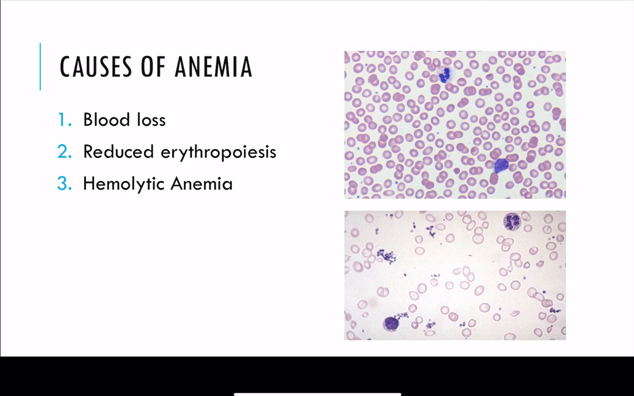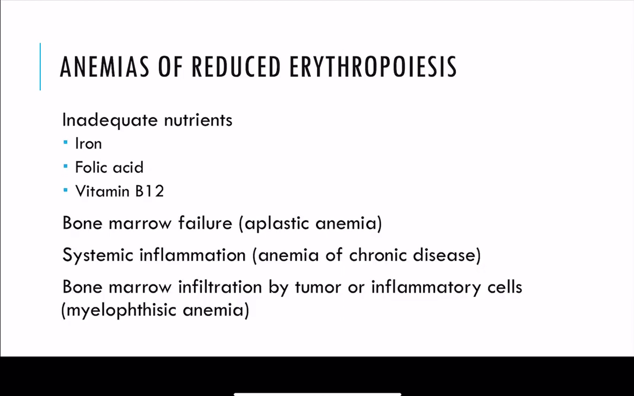The next one on the list is reduced erythropoiesis. So that's reduced ability to make red blood cells. If we look at the specific types of diseases that result in reduced erythropoiesis, we'll see that if we don't have enough nutrients to make the cells, we won't have enough hemoglobin and hematocrit. So iron is a really big one. Folic acid and vitamin B12 are necessary elements of the development of red blood cells.